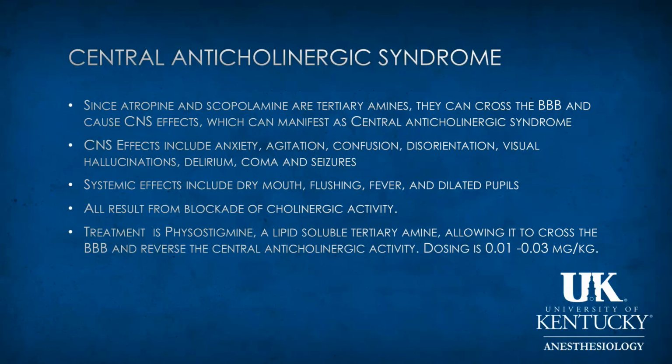Treatment of central anticholinergic syndrome is physostigmine, which, as mentioned before, is a lipid-soluble tertiary amine, allowing it to cross the blood-brain barrier and reverse the central anticholinergic activity brought on due to atropine and scopolamine. Dosing of physostigmine is 0.01 to 0.03 milligrams per kilogram.